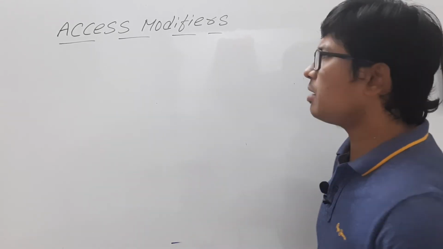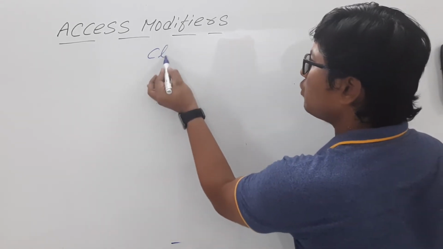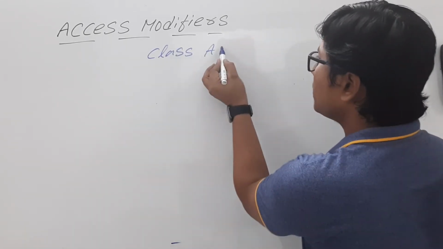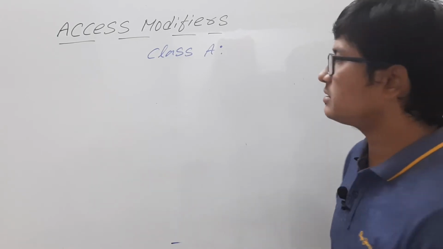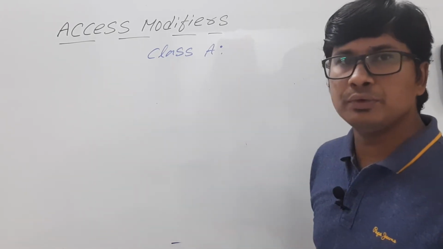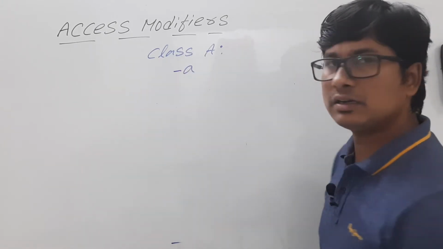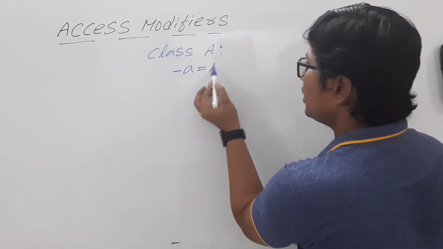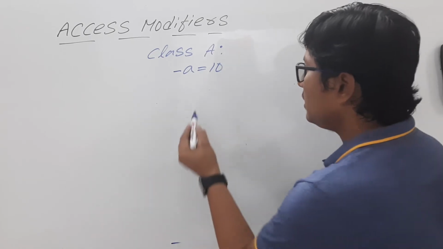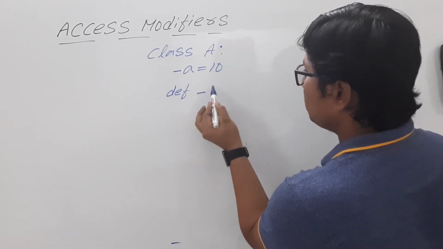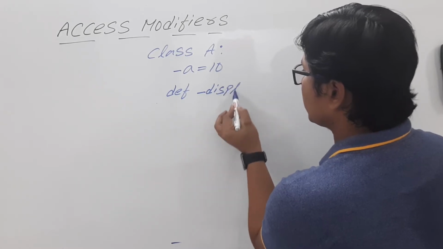Now let me discuss the protected members. So first I will create a class A. Inside the class A, I want to create a protected variable. So I will write underscore a is equal to some value, 10. Then I am defining a display method. This is also protected.